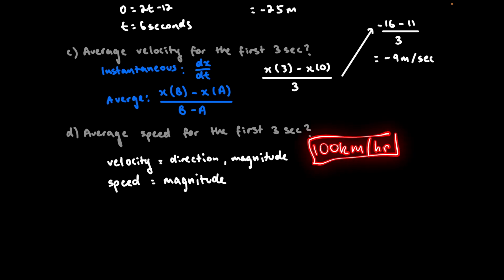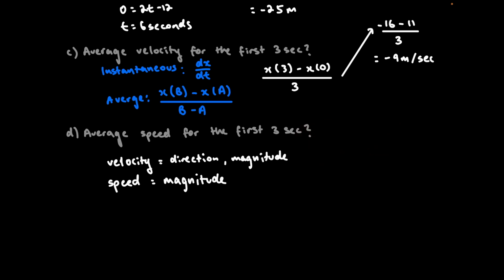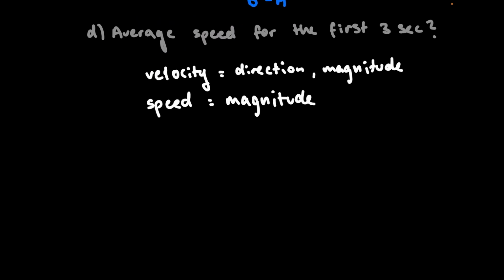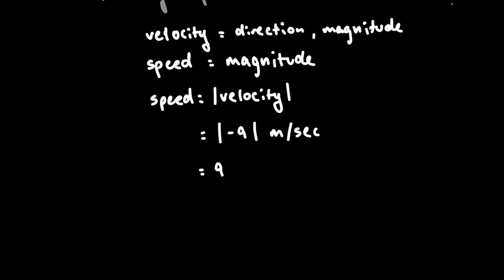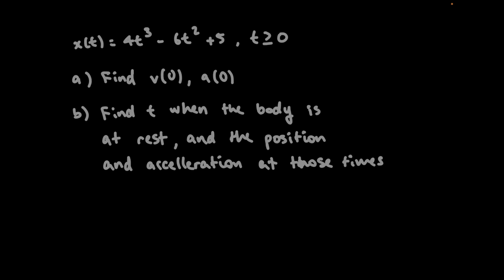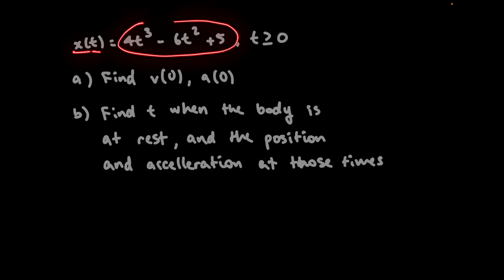So if you want just this number of how fast you're moving per hour, that would be equal to your speed. In other words, to work out the speed of anything, it's simply the same as the absolute value of the velocity. In this case, because the velocity was minus 9 meters per second, we can say that the speed was just 9 meters per second. We don't really care about the negative. This is our next question. We're given the displacement is given by this cubic equation for when time is greater than 0.